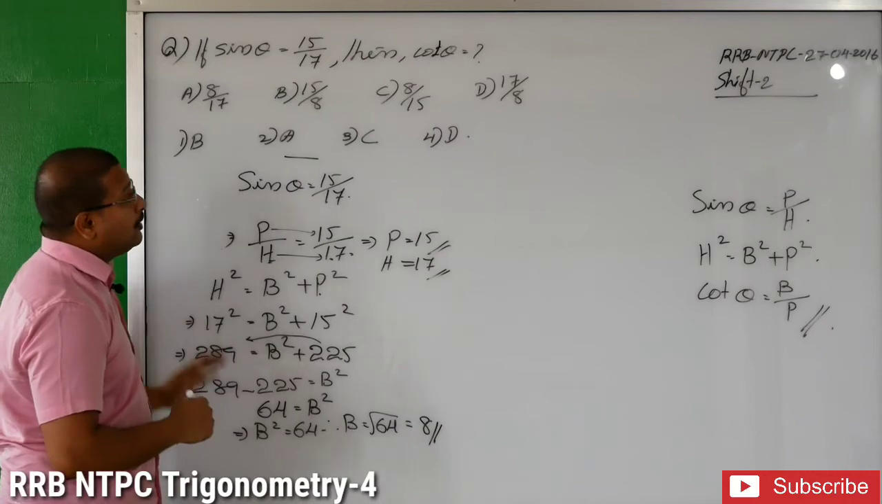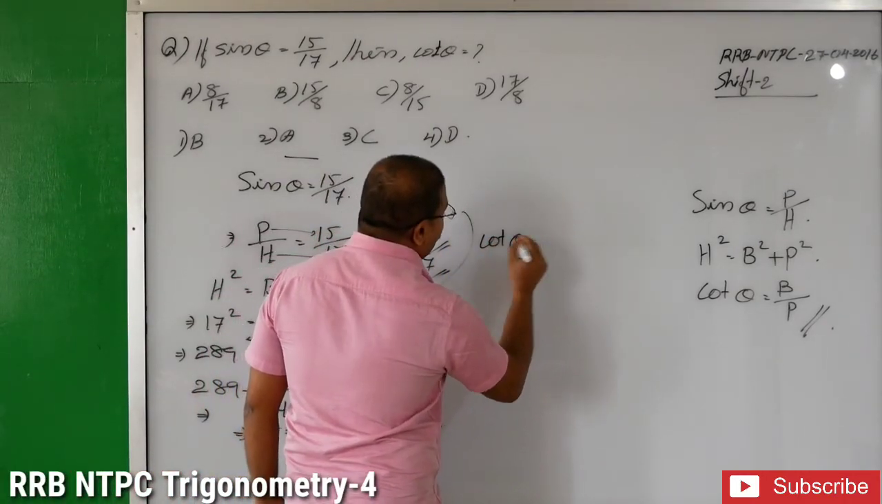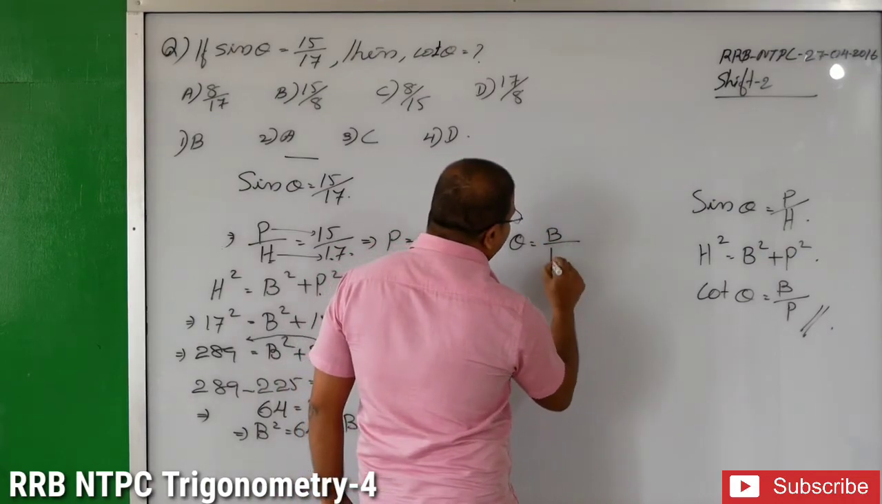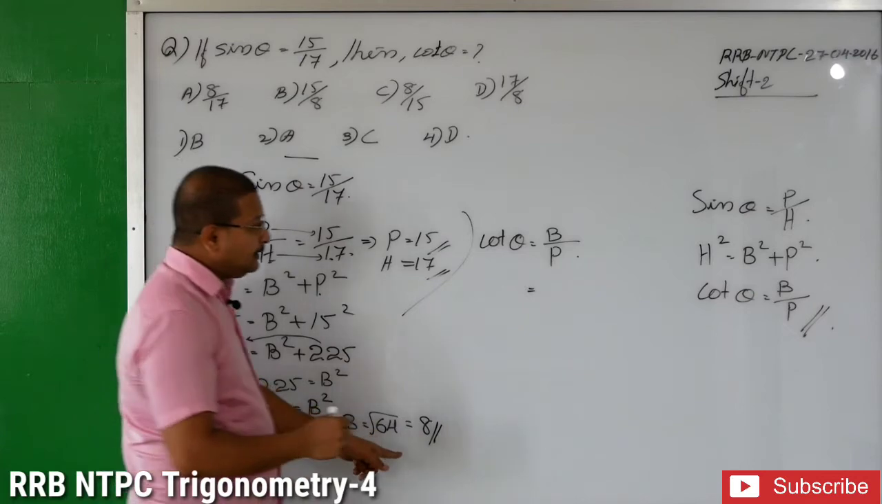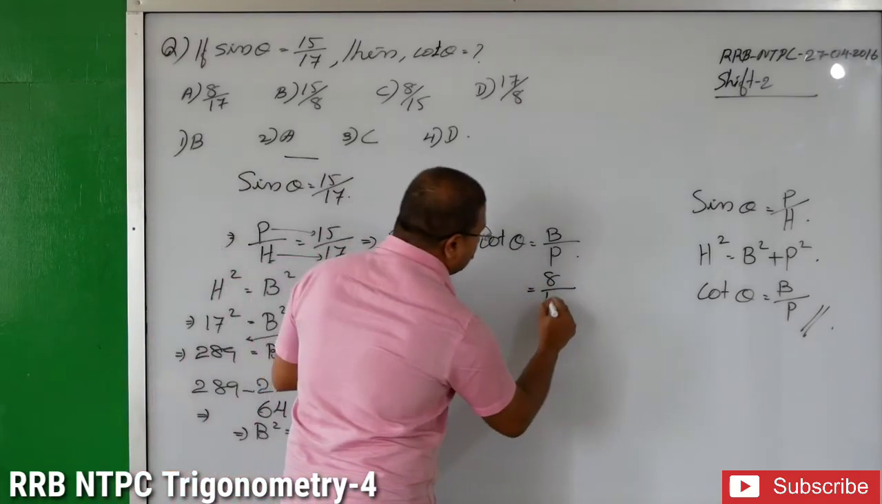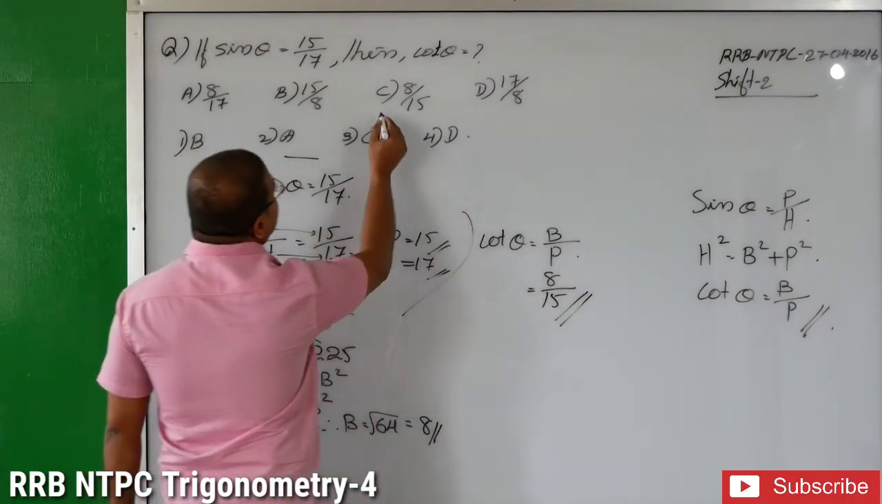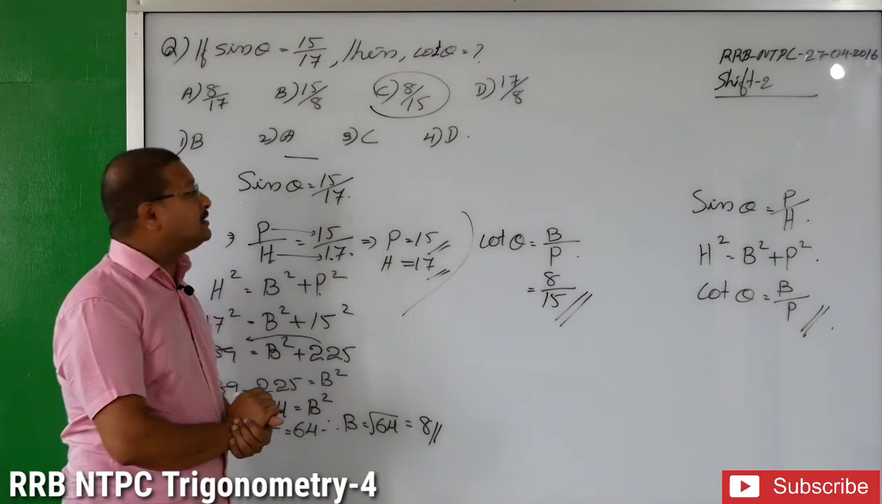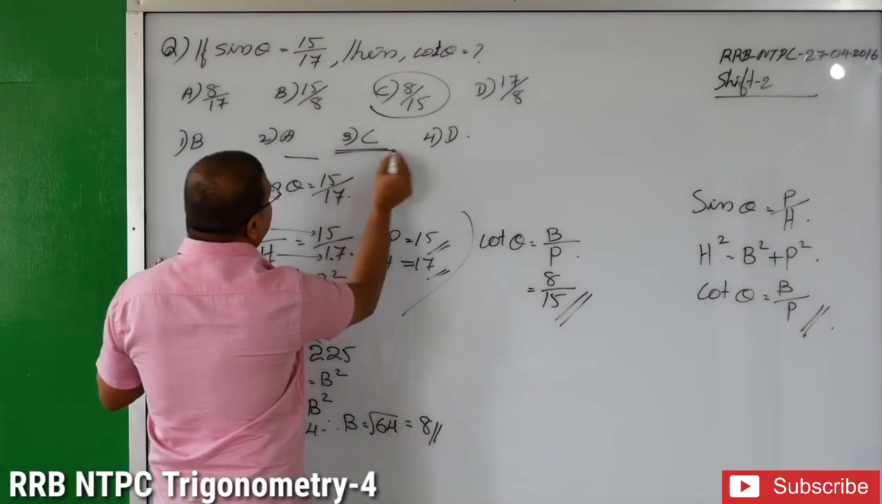Ready? Now what do you want? We want to get the value of cot theta equals base by perpendicular. What is the value of base? 8 and the perpendicular 15. So the answer is 8 by 15. 8 by 15 means C is the right answer. C is the right answer means 3 is the correct option.